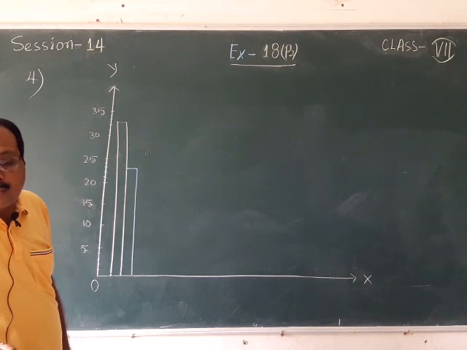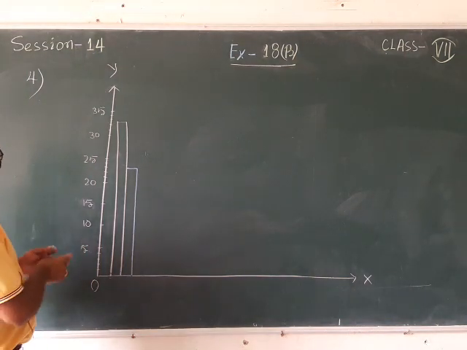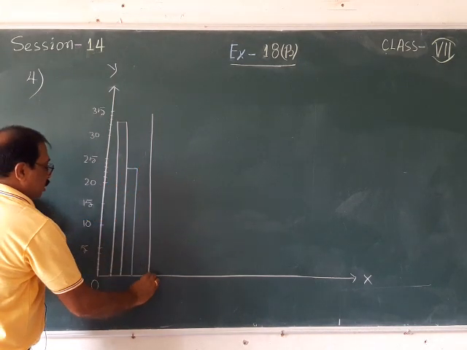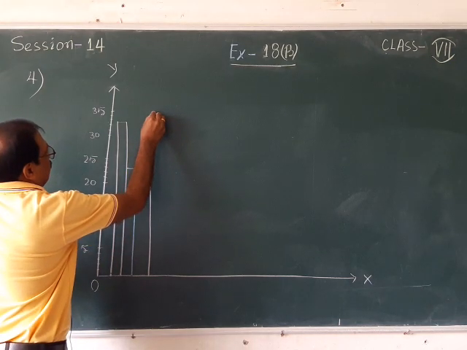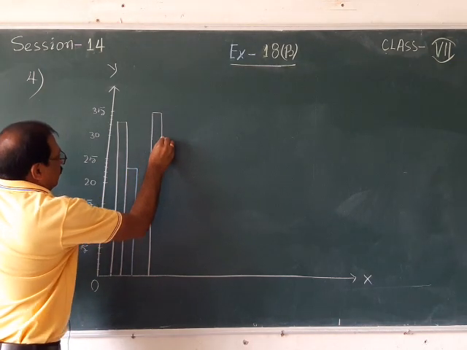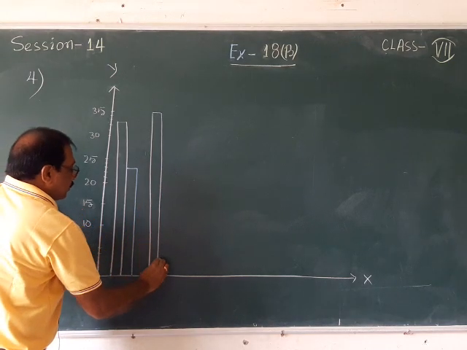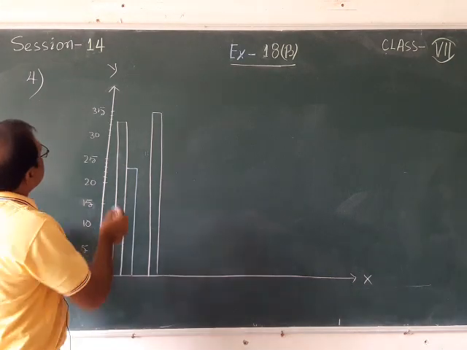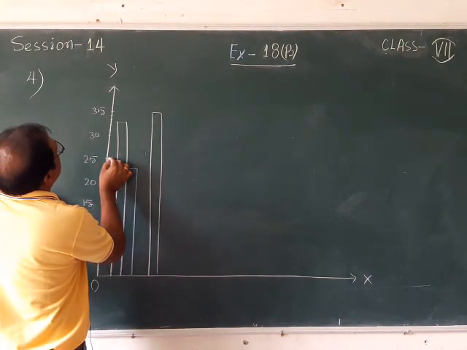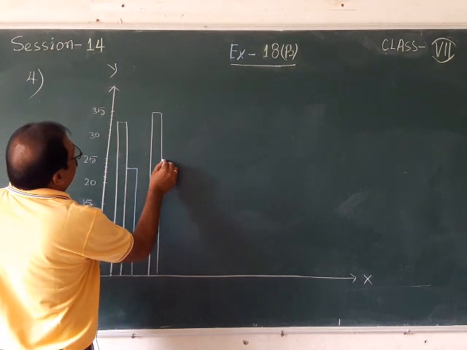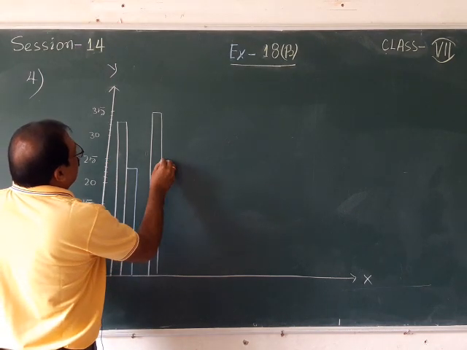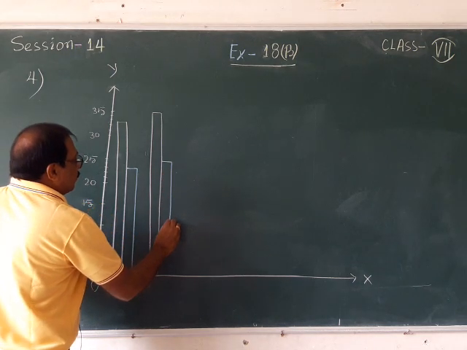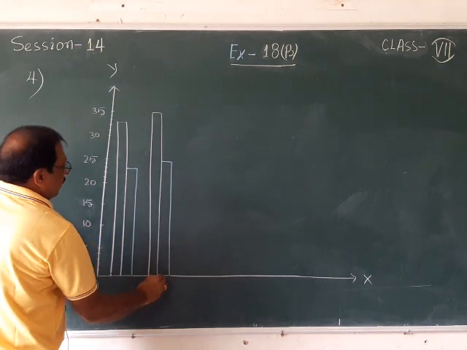Then for April 5, it is 35 and 25. So for 35 again I am going to draw, this is for 35, this is the maximum, and 25 degrees is the minimum. Here it is 25, so I am going to write here 25. Like that I can draw for 25. This is for 25.